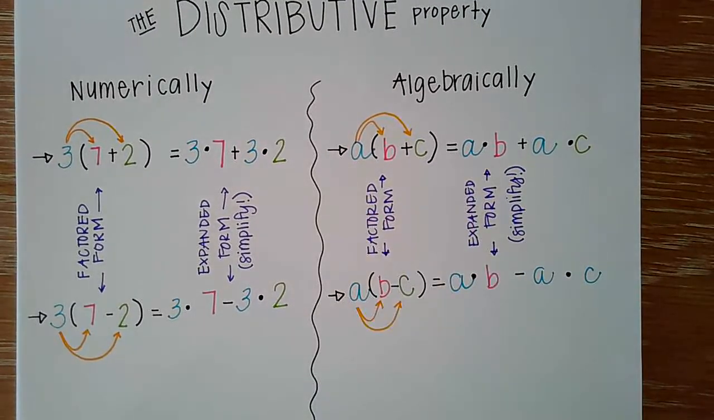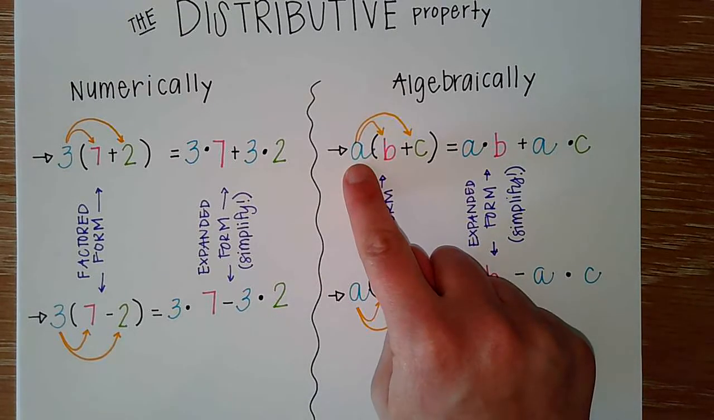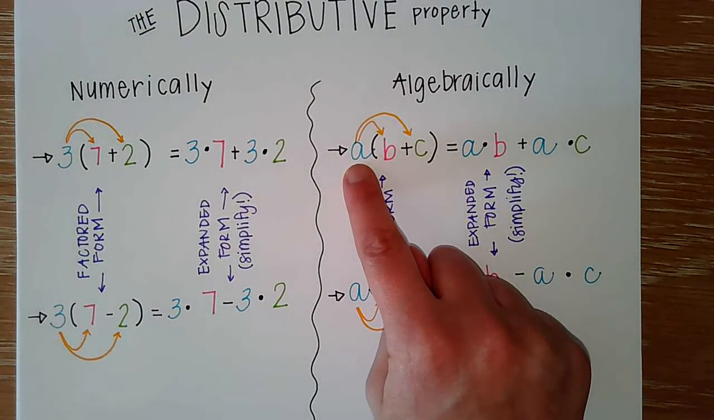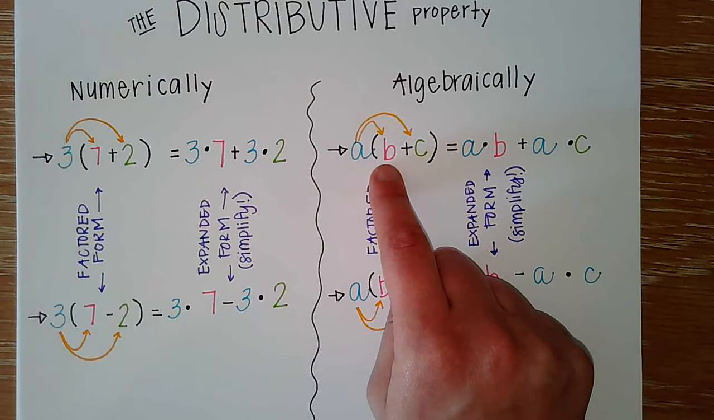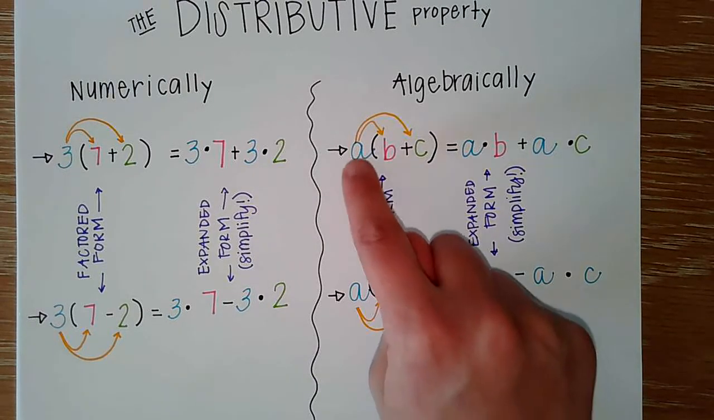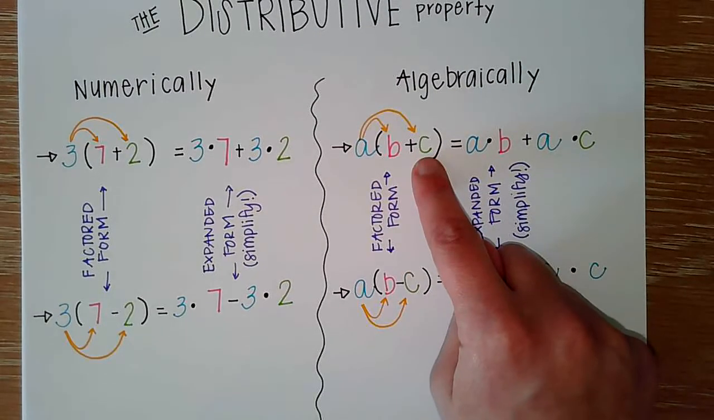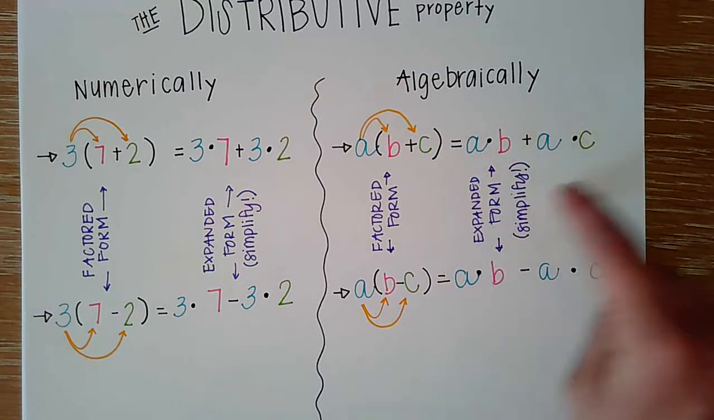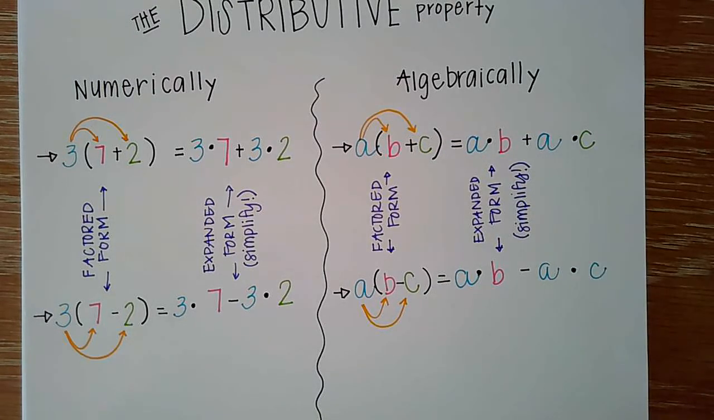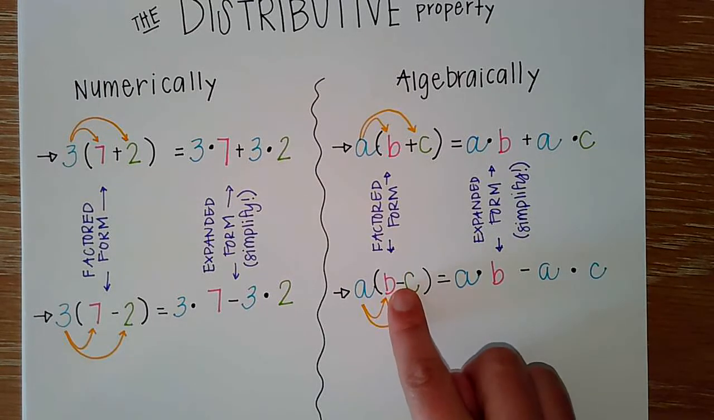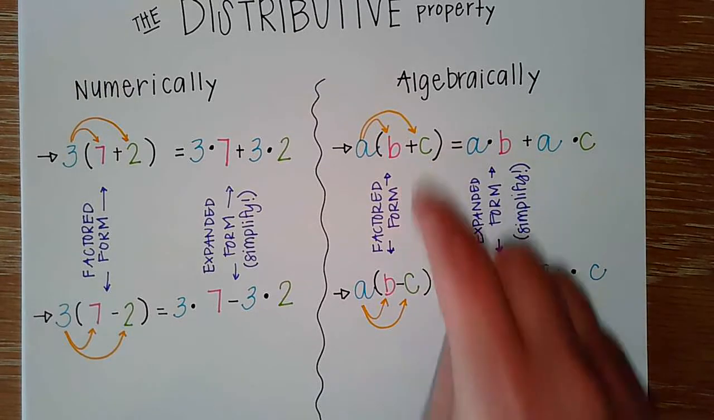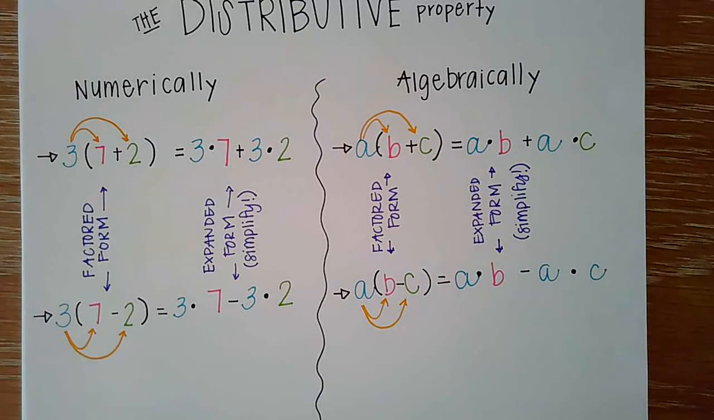Algebraically, we use letters, right? So if I have a letter A outside my parentheses being multiplied by the sum of B and C, I can take that A, distribute it to the B and to the C, and then simplify it out. This is how we simplify our expressions down as simple as we can go. Again, when there is addition or subtraction inside of our parentheses.